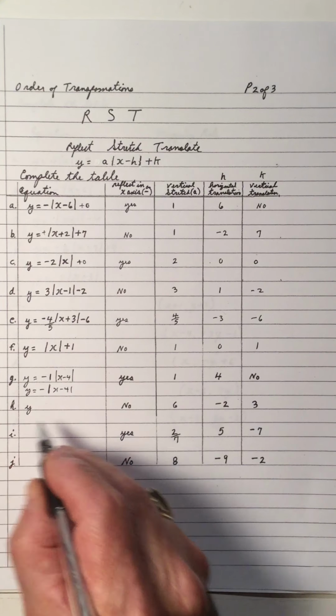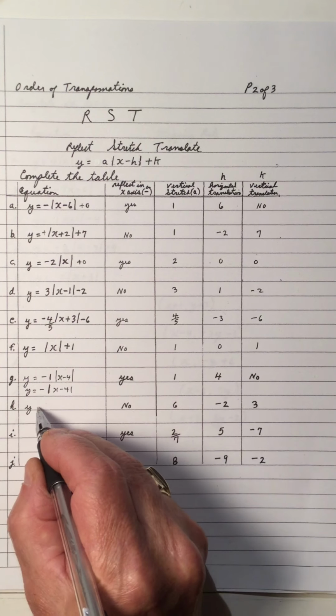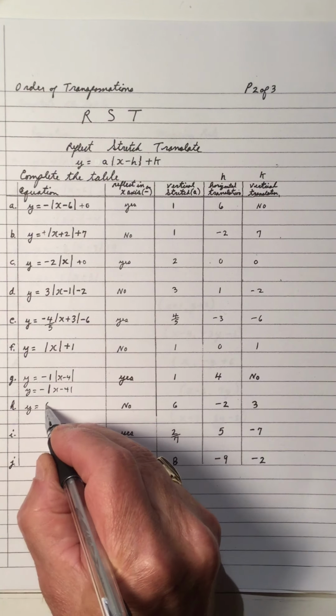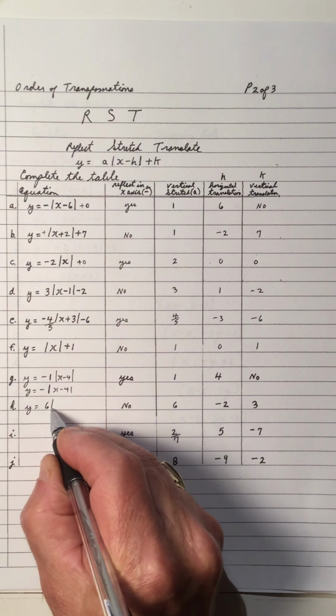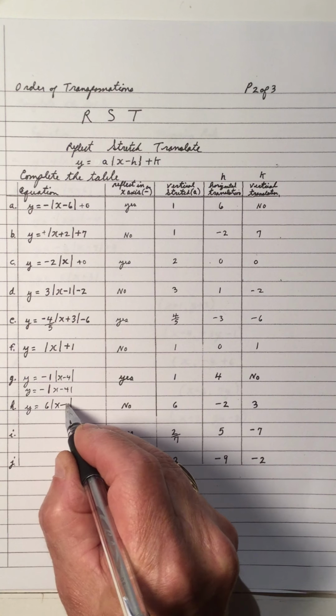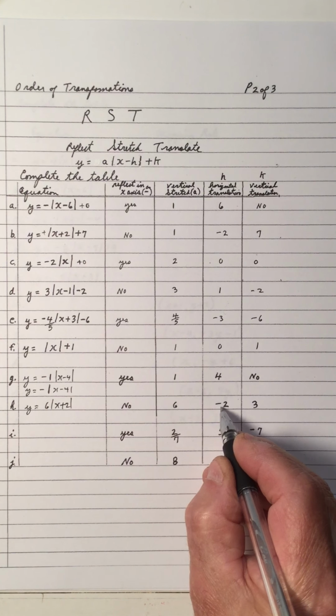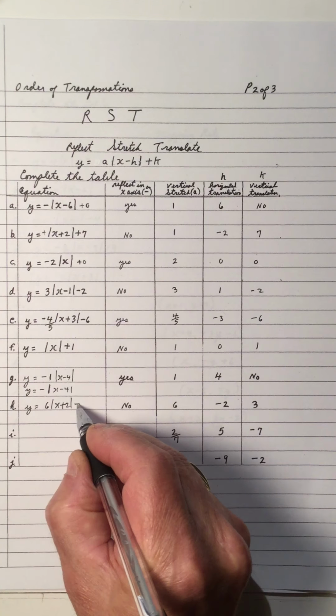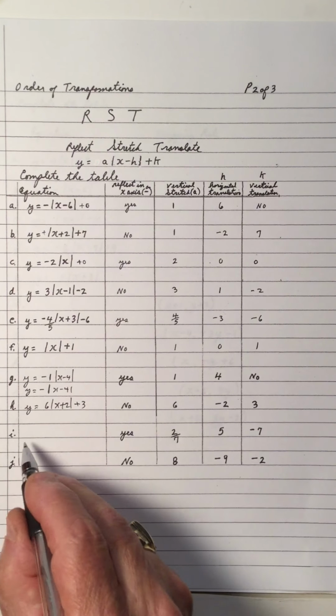And the next equation. There's no reflection, so that means there's a positive. The vertical stretch is 6, so it's a 6, positive. Absolute value, horizontal translation of negative 2, so it's x plus 2, because it's the opposite of the horizontal. And vertical translation is 3, so it's plus 3.